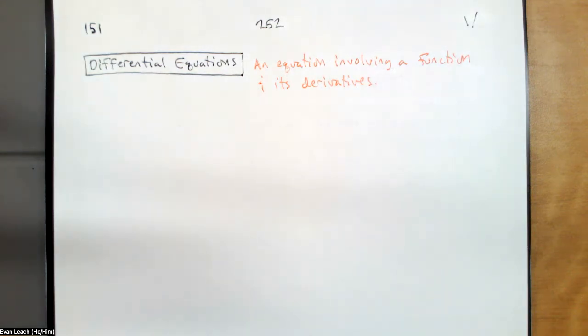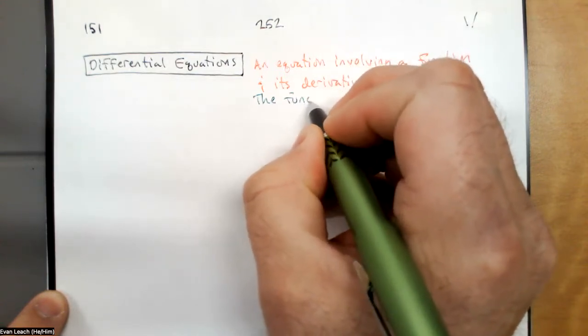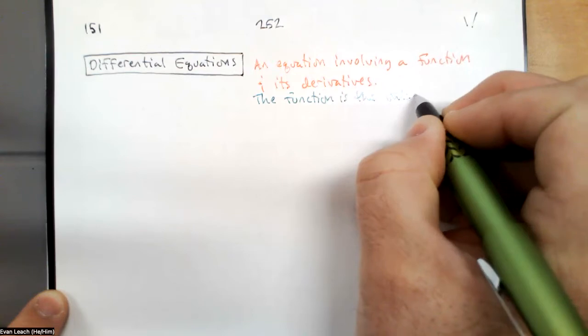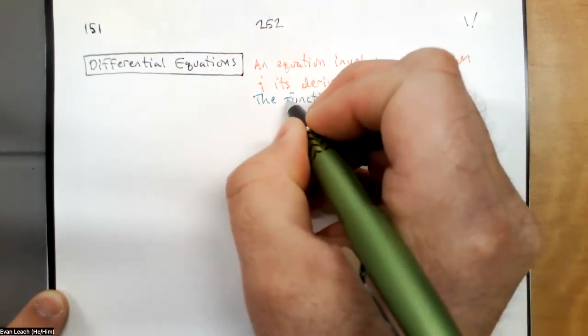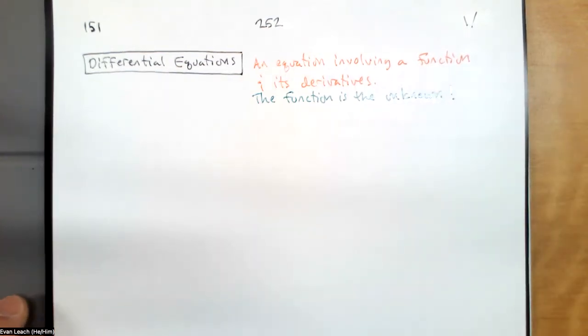The function is the unknown. We're trying to solve this equation for a function. That's the new weirdness that's going on in this. So the differential equation is a description of a function that we don't know.